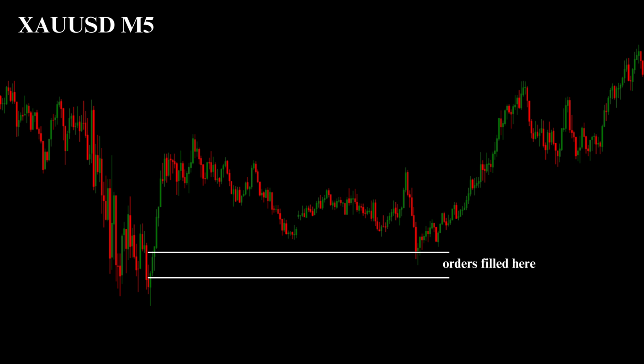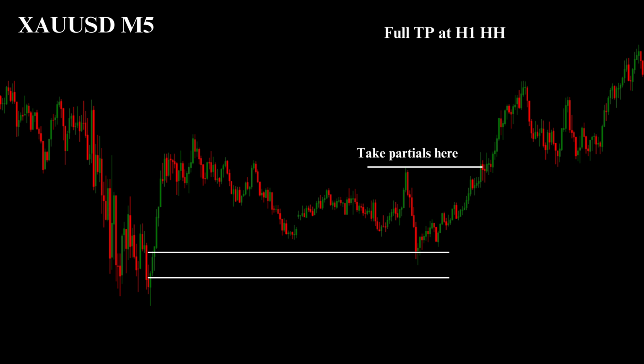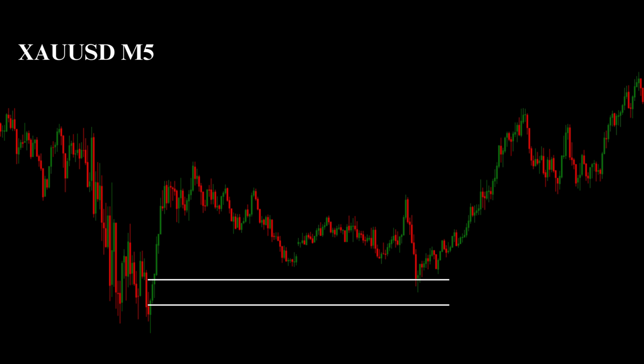Stop loss must be placed below H1 order block zone. Take profit 1 is here at the nearest level, and then after that we have to break even the rest of the orders and then hold our position to maximize profits.